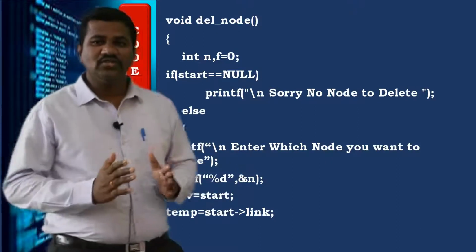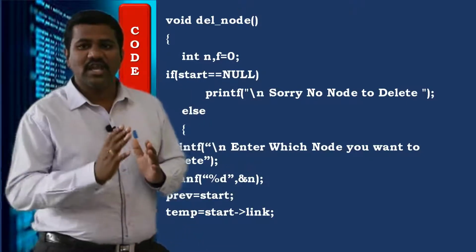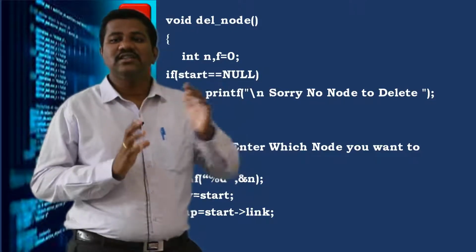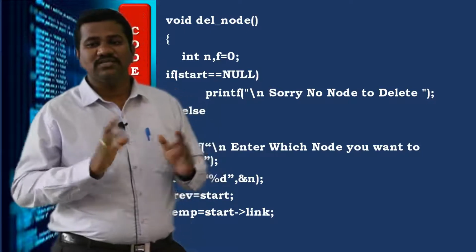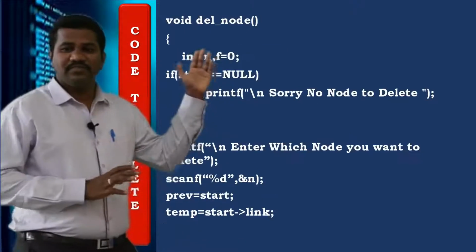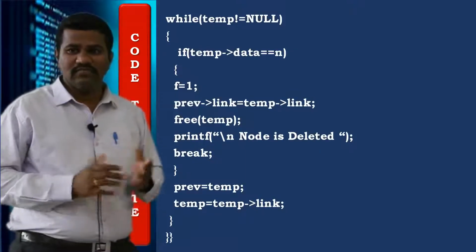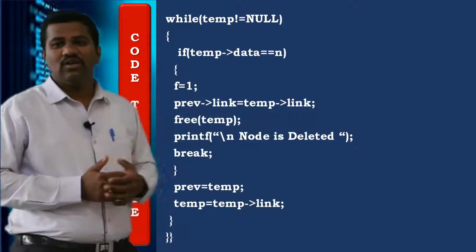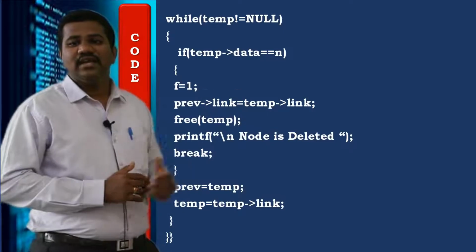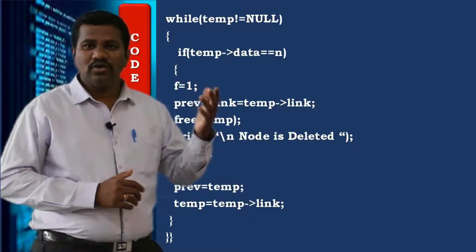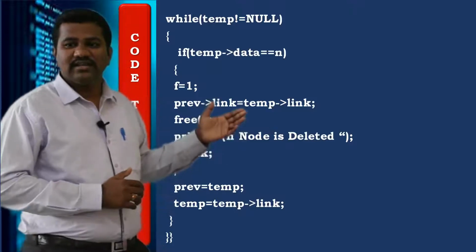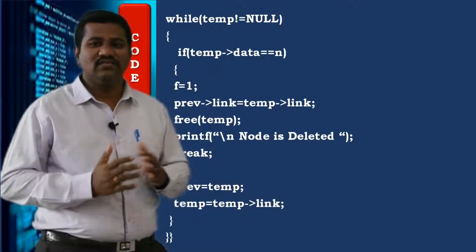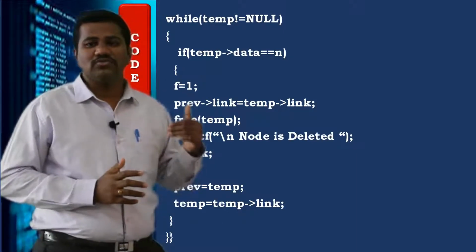After that, we need to start comparing this value of n from the second node to the last node. If we find this node value matching any of the data parts in the list, then we need to delete that particular node and establish the connections. For that purpose, we go with temp not equal to null. If that is true, we enter the while loop. If the data part equals the deleting node value, I make the value of f as 1. Earlier the value of f was 0, now it is 1. Then temp arrow link is stored in previous arrow link. After that we delete the node and give a message that the node is deleted. Break means it comes out of the looping statement.